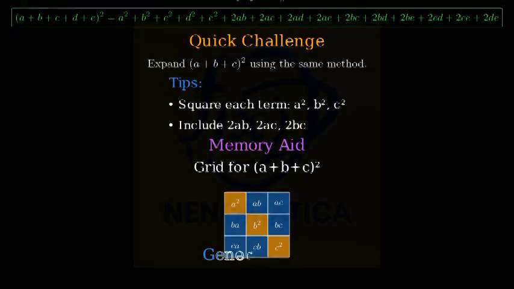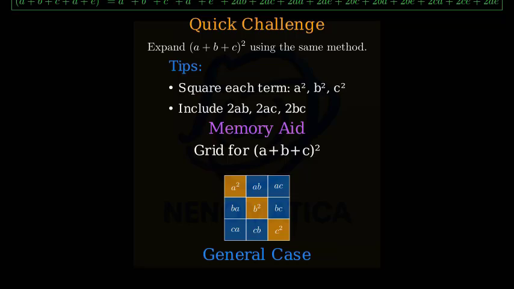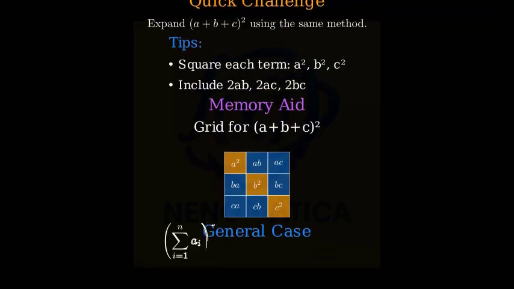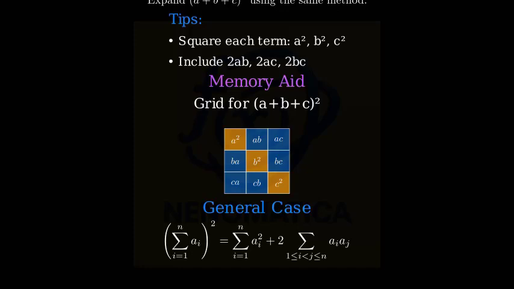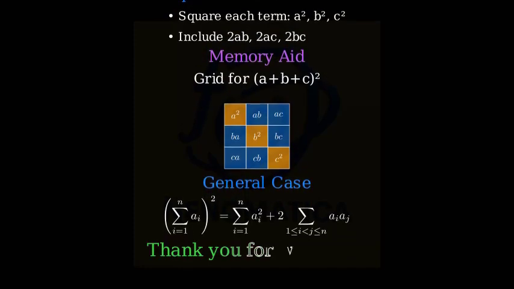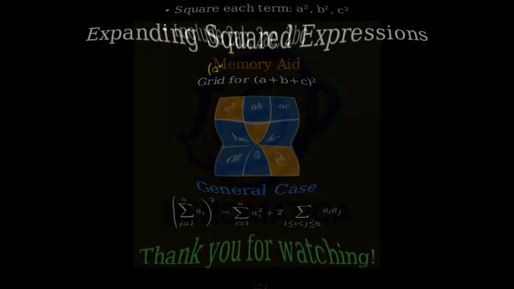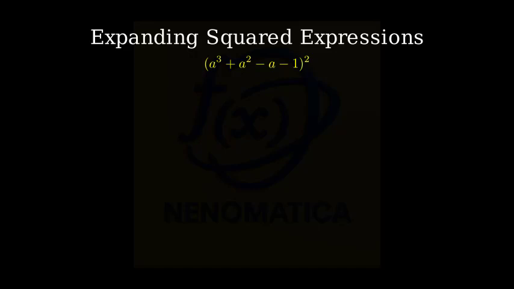To complete our explanation, I want to emphasize that this pattern works for any number of terms. The general formula for the square of a sum with n terms is the sum of the squares of each term, plus twice the sum of all possible products taken 2 at a time. This type of expansion helps us understand algebraic manipulation and is often used in polynomial operations.